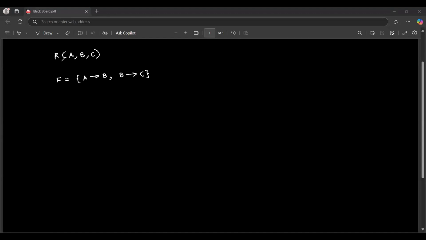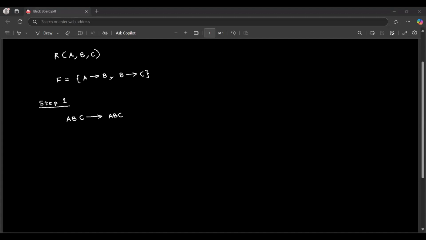In this case, we have A, B, C. We take all the attributes. This is step one. So we have A, B, C, and we can say ABC functionally determines ABC. By using this, we can actually find out the candidate keys.